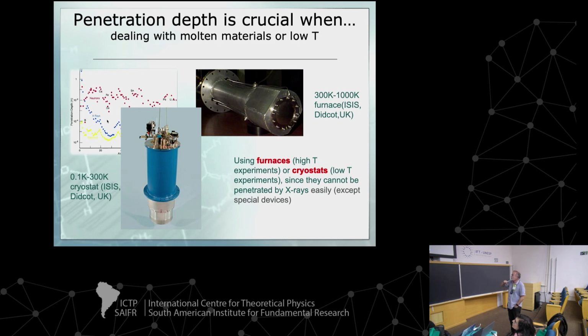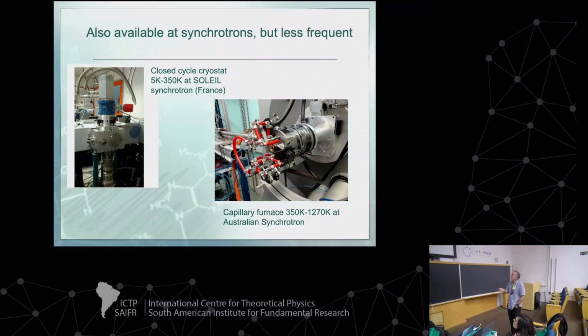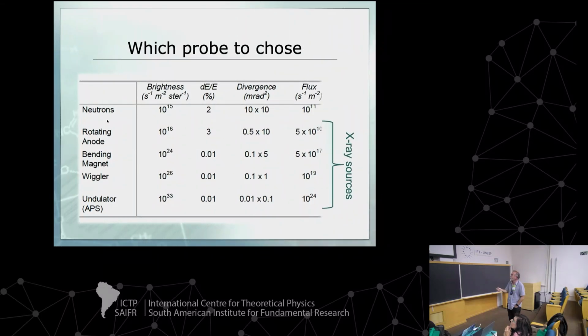Well, there are some furnaces and cryostats that have been devised lately that can actually solve the situation. Problem is they are only available at certain places, and there's a high demand for these facilities. Whereas for neutrons, it's very easy to get access to them and have time allocated. These are the ones for the Australian synchrotron, the capillary furnace. You see the range, and you see the range for the synchrotron in France, right?